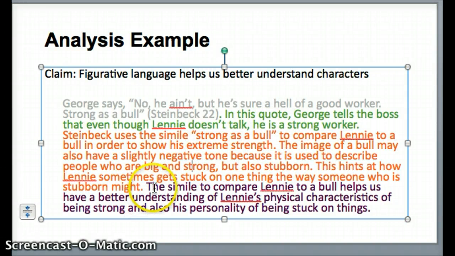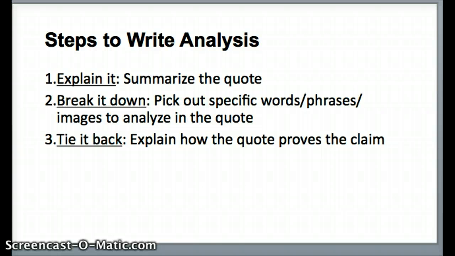The simile to compare Lenny to a bull helps us have a better understanding of Lenny's physical characteristics of being strong, but also his personality of being stuck on things. Okay, so now that's our last step, where I tie this quote back to the claim about how figurative language, so here I say simile, helps us better understand the characters, and that's talking about Lenny's physical characteristics and his personality. So I've done all 3 steps of writing analysis.